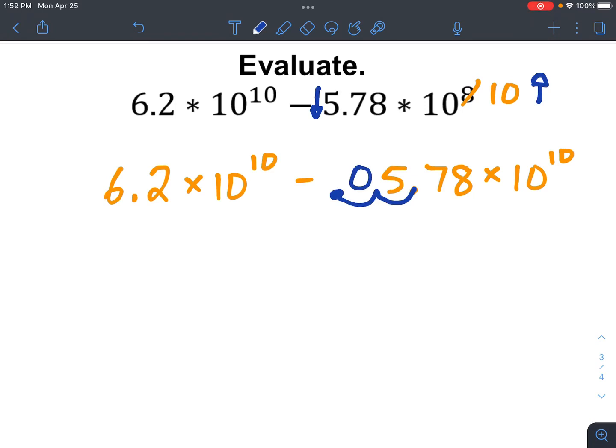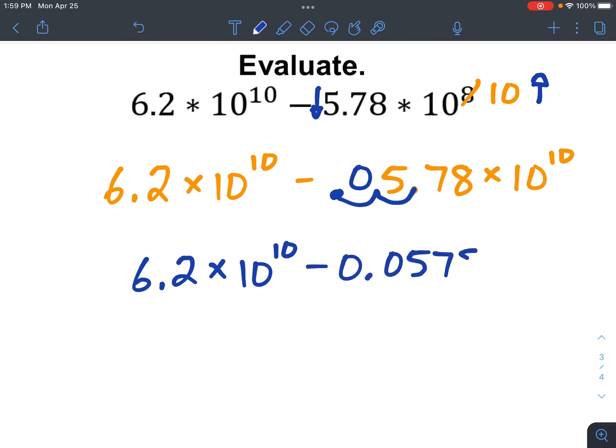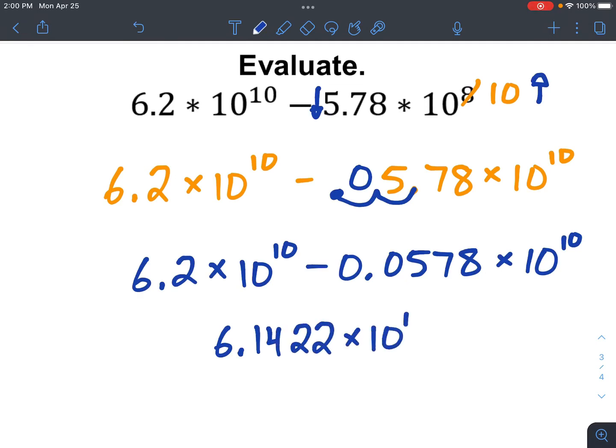So now what we are solving is 6.2 times 10 to the 10th power minus 0.0578 times 10 to the 10th power. This one I will definitely use a calculator. I am not going to attempt to do this in my head. And so when we simplify, we get 6.1422 times 10 to the 10th power.